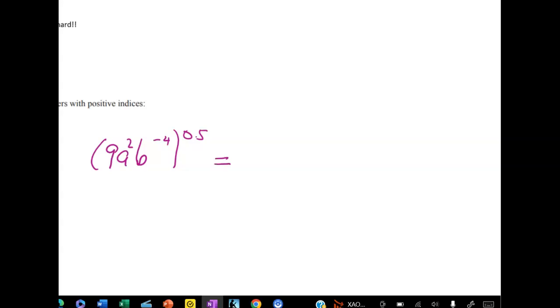So here we've got 9 to the power of 0.5, which is the same as the square root of 9. And then I've got a squared to the power of 0.5, so that's going to be a to the power of 2 times 0.5 times b to the power of negative 4 times 0.5. Now, you don't have to write it out in that much detail, but it will probably stop you from making little mistakes when you're revising for November.